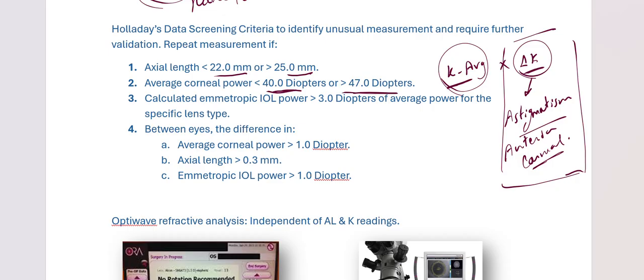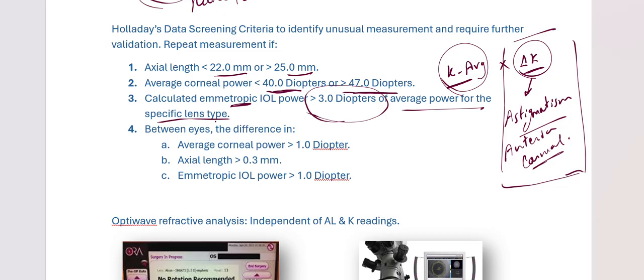Now, from the machine, once you perform the IOL 700, for example, it gives you in a red writing, please repeat the biometry because axial length is less than 22 millimeter, for example. Or because the IOL power calculated to give emmetropia is different by more than 3 diopters of the average power for the specific lens type. This is something in the machine, in the data, that gives the mean for the emmetropic IOL power calculation. And if there is deviation from this mean, the machine recommends that you repeat the biometry.